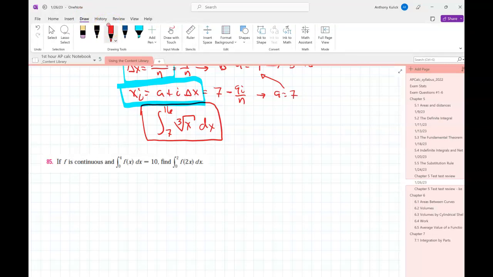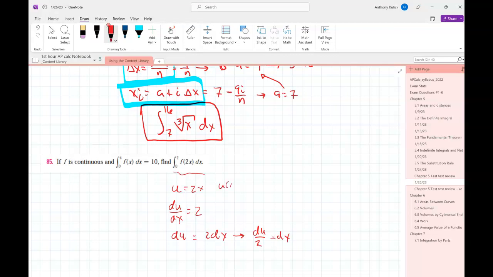So what I'm going to do is a u substitution on this piece, and hopefully I'm going to end up with the integral from 0 to 4 of f of u du, where I can just say that that part is 10. So let's see what we can do there. u is going to be 2x, so du/dx is going to be 2. So du is just 2 dx, and really we're going to have du over 2 is dx.